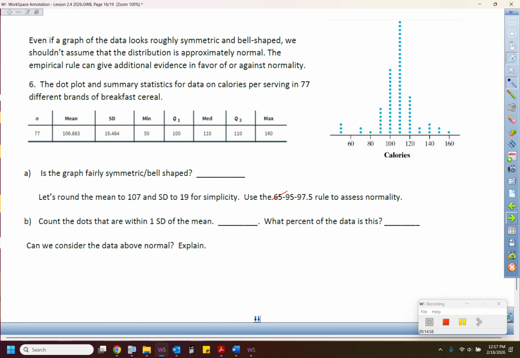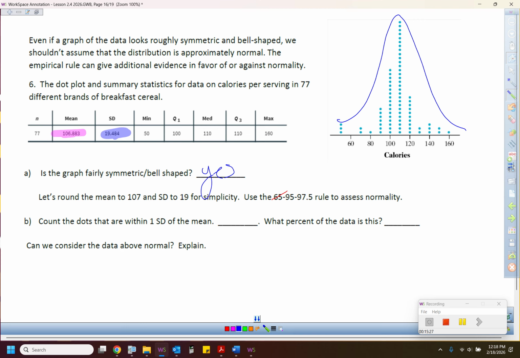It says, even though this is bell-shaped, would you agree this is fairly symmetric? Yes or no? Totally fairly symmetric. So it says, let's see if it's normal. We have a nasty mean number and a nasty standard deviation number. We're going to round them to whole numbers so we can deal with them. Sorry that it's small, but we'll call that 107, and we'll call this 19.